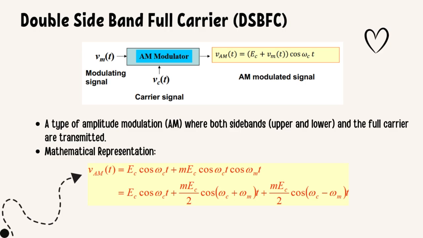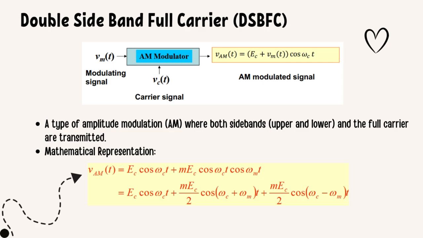Let's begin with double sideband full carrier. This is the input signal that contains the information to be transmitted. And for the carrier signal, a high-frequency sine wave that acts as the base signal for modulation. It does not carry any information initially, but enables the transmission of the modulated signal over long distances. This circuit that combines the modulating signal with the carrier signal will produce the AM modulated signal.